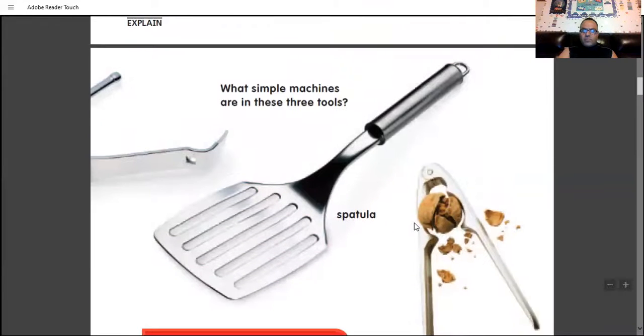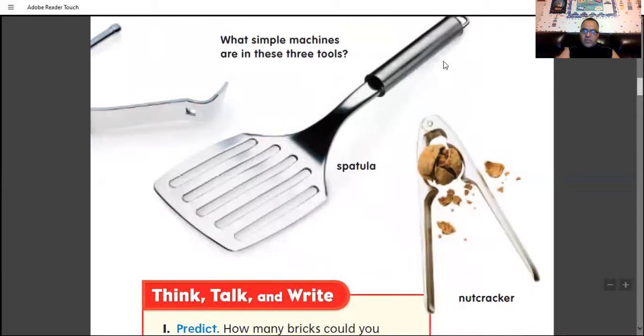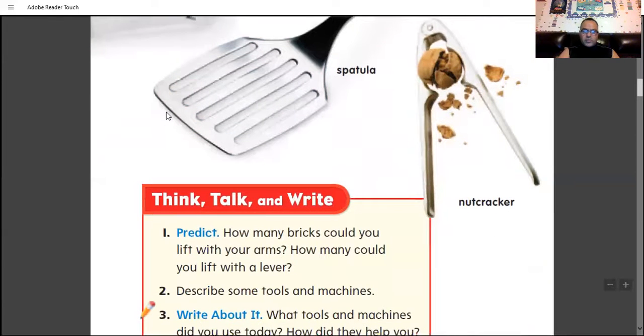What simple machines are in these 3 tools? Spatula, it's a lever, a nutcracker, can openers. How many bricks could you lift with your arms? How many could you lift with a lever? Do you think you could lift more with your arms than with a lever?